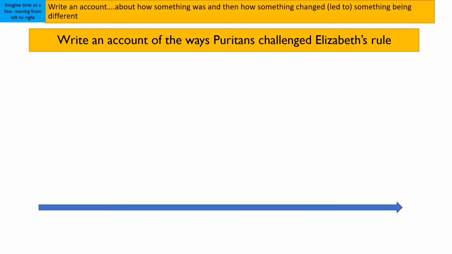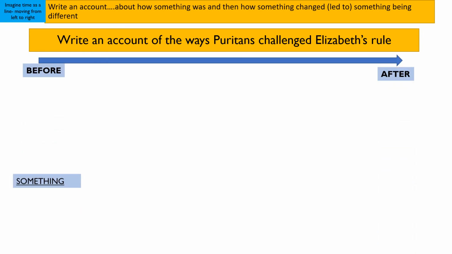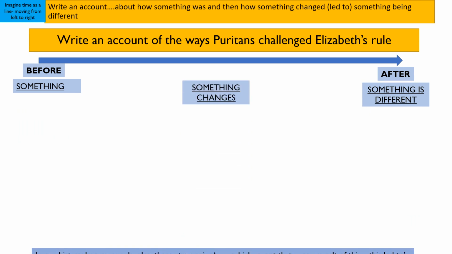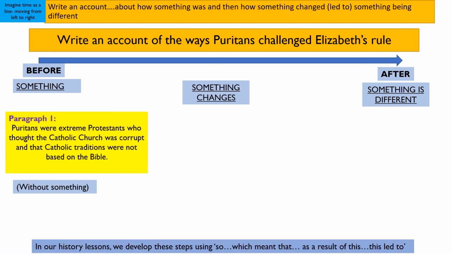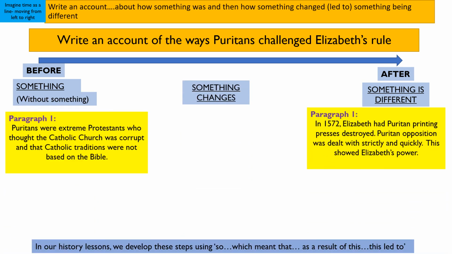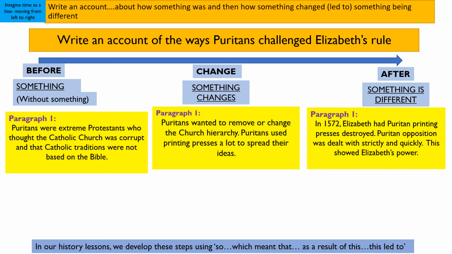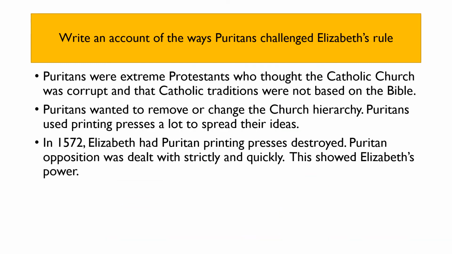So here we go. Before and after, something different, something changes. Paragraph 1, Puritans were extreme Protestants, etc. And in 1572, Elizabeth had Puritan printing presses destroyed. Puritans wanted to remove or change the church hierarchy in the middle. This is what that looks like when you put it as bullet points, but you can't put that as your answer.